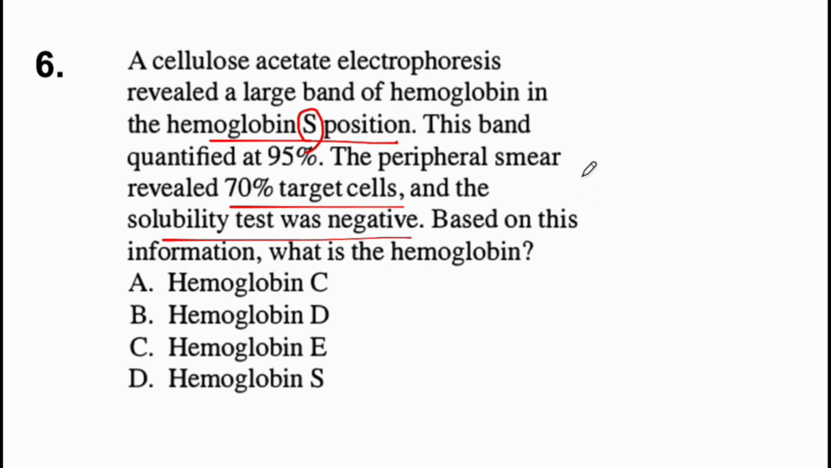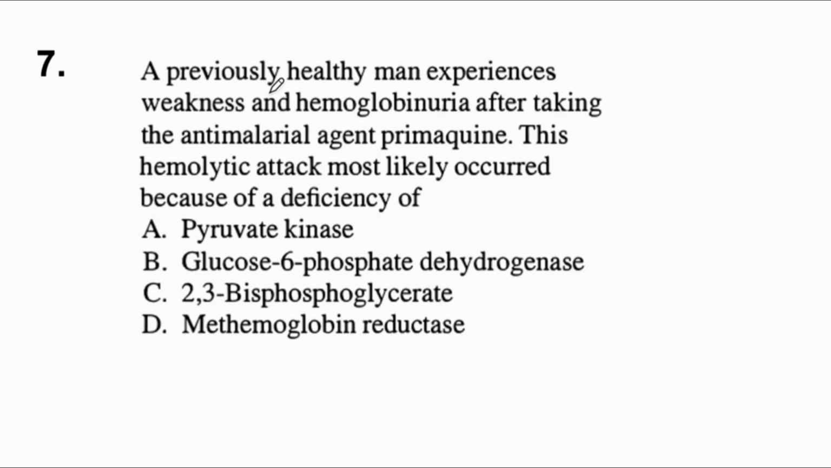We have a large band in the S position. This could be S, D, or hemoglobin G. But here, the solubility test was negative. The solubility test is specific for hemoglobin S. If it is negative, we can definitely rule out hemoglobin S. This leaves us with hemoglobin D or G. Of these, hemoglobin D, specifically hemoglobin D Punjab, is the most common and clinically relevant.